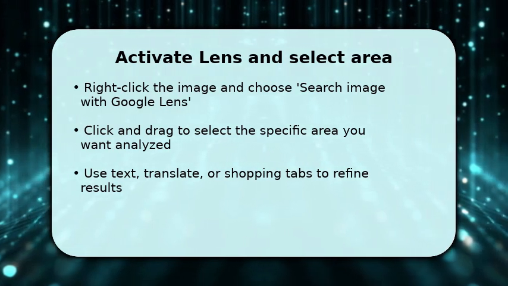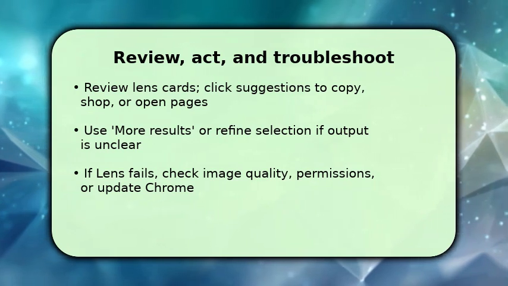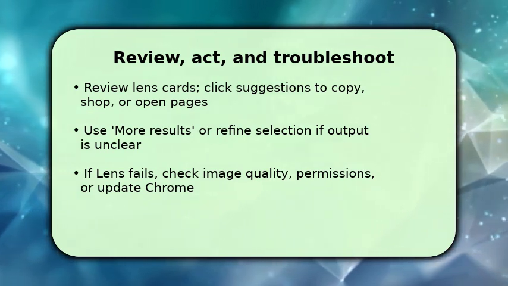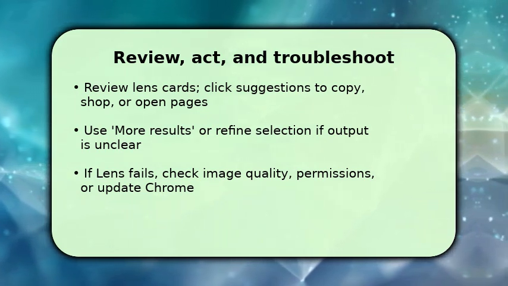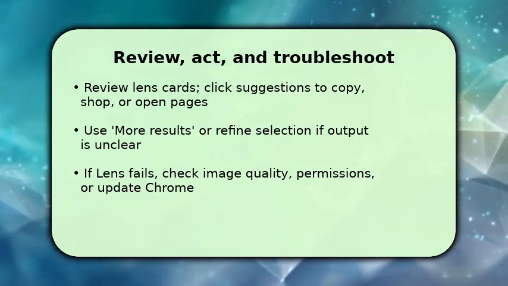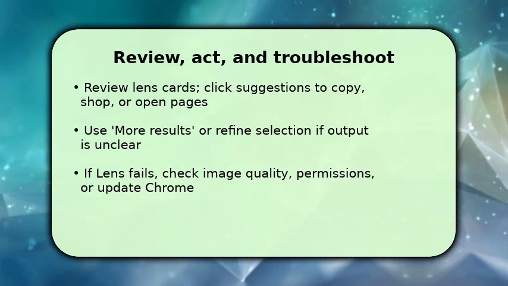Finally, review the Lens cards that appear and tap the suggestions you want. Copy extracted text, open shopping links, or follow source pages. If the first pass looks off, make a slightly larger or different selection and use more results to broaden matches, because that often finds better alternatives.